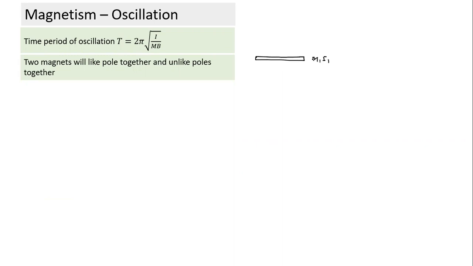It has a magnetic dipole moment of M1 and moment of inertia I1. The second bar magnet is like this, which is M2 and I2. Now we can combine them along the length and make them oscillate together.